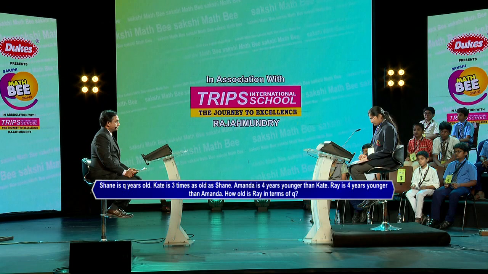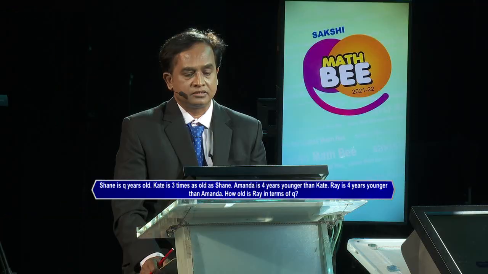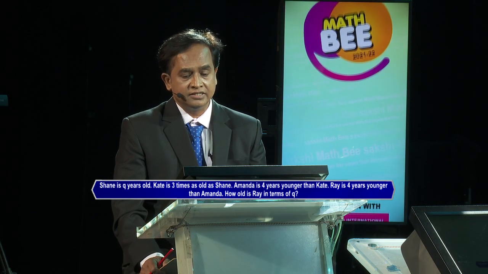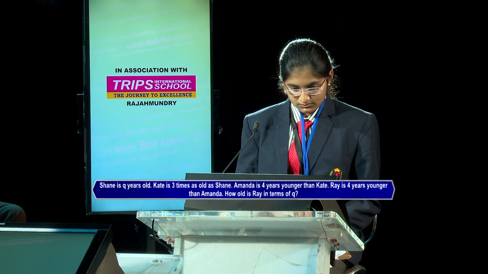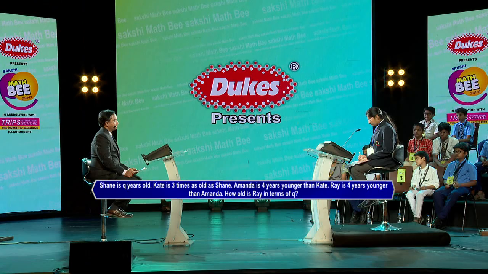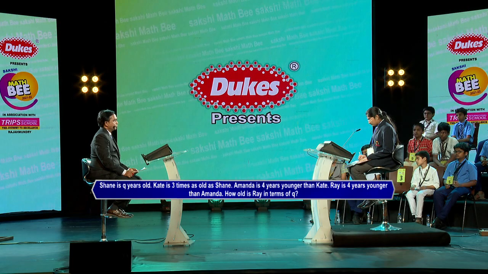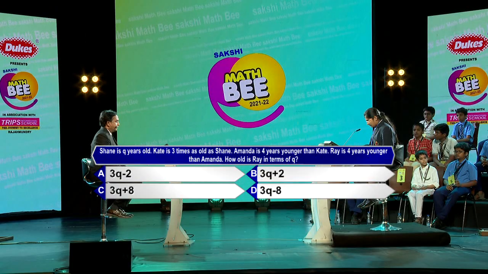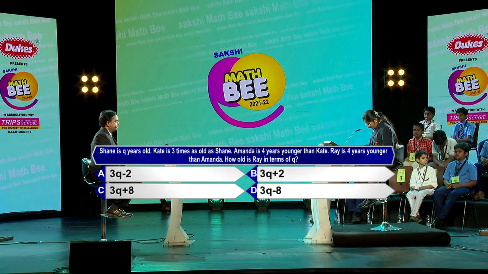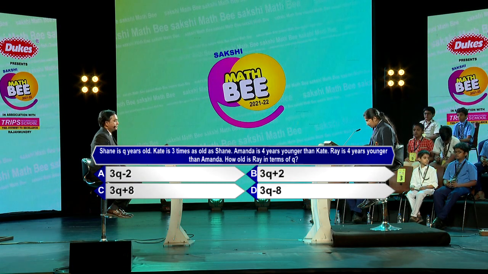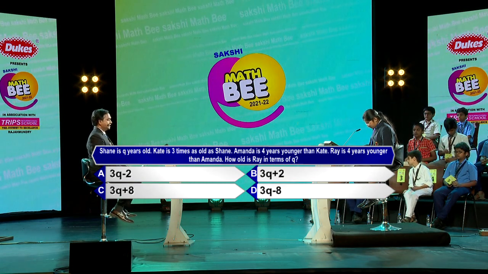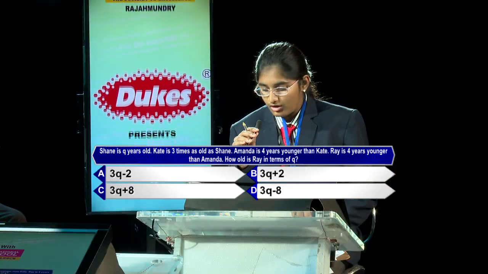Hanvita, can we start? Shane is 2 years old. Kate is 3 times as old as Shane. Amanda is 4 years younger than Kate. Ray is 4 years younger than Amanda. How old is Ray in terms of Q? Your options are A, 3Q minus 2, B, 3Q plus 2, C, 3Q plus 8, D, 3Q minus 8. Option D.